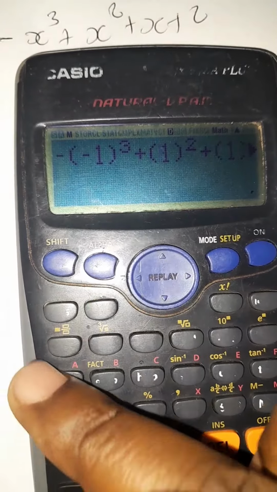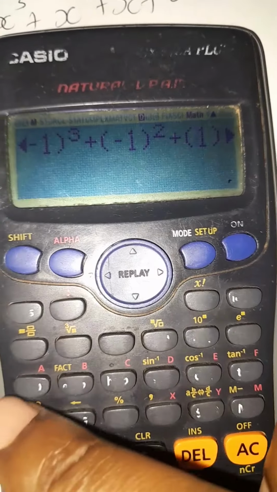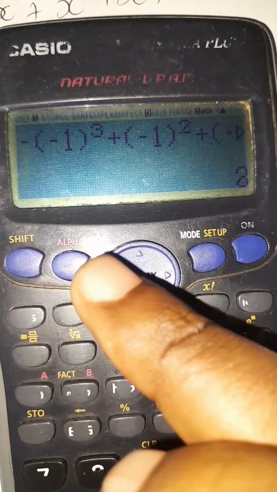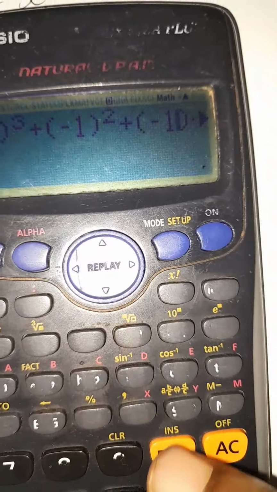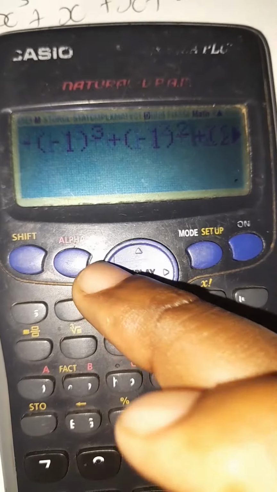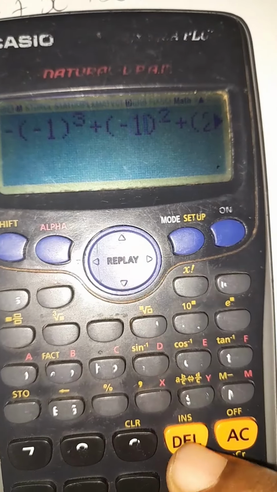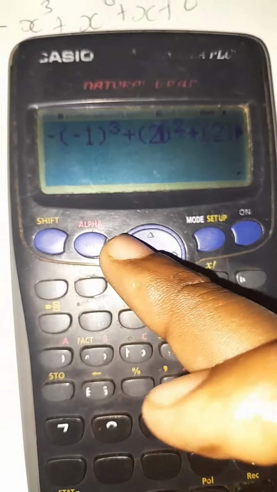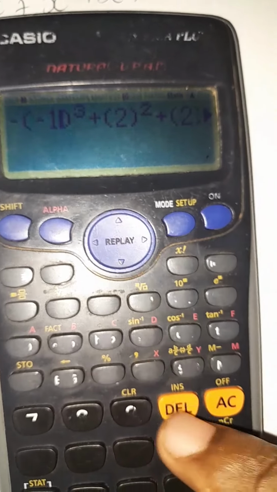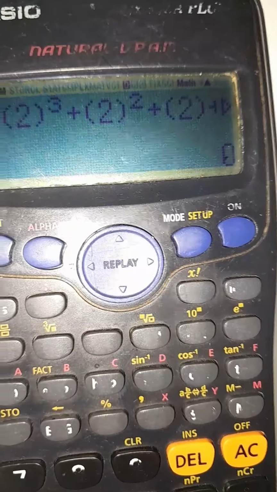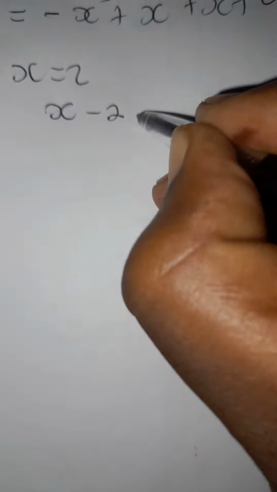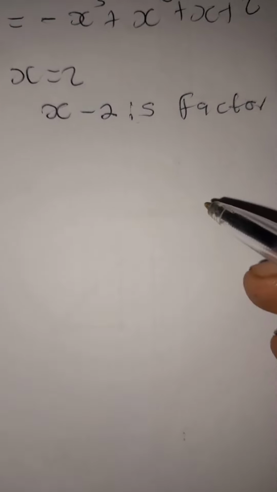Okay, let's try -1 and see what we get there. We still get 3. Let's try +2. If we get 0, that means it's a factor of this equation, or of this function, right? Oh, it gives us 0. This is beautiful. That means we have x equals 2, which is the same as x minus 2. It's a factor of this equation. Then we can use synthetic division, as I've stated.